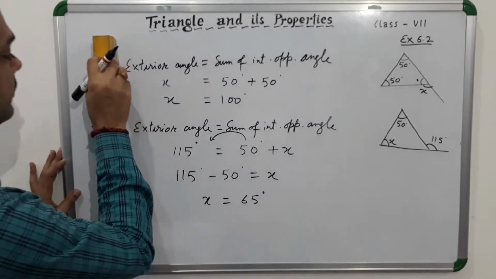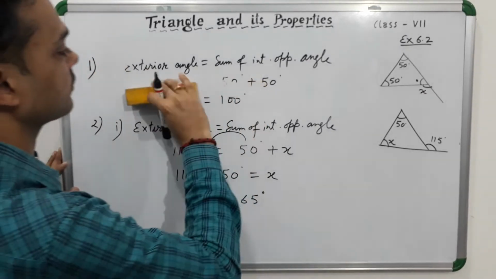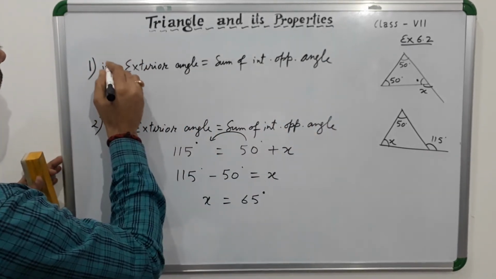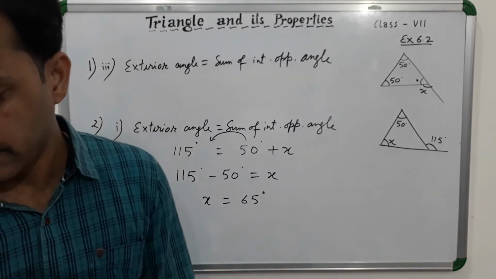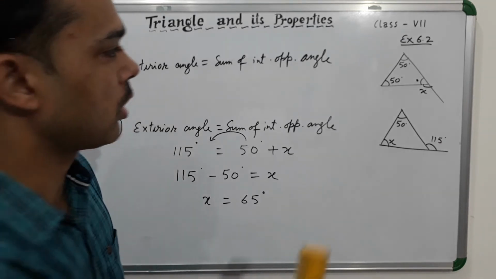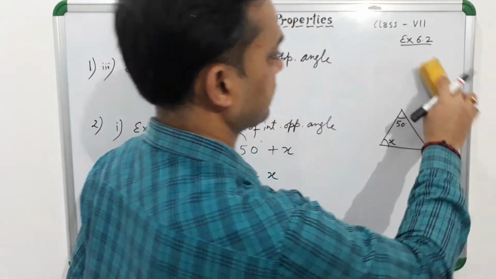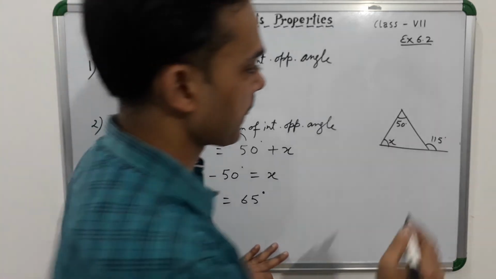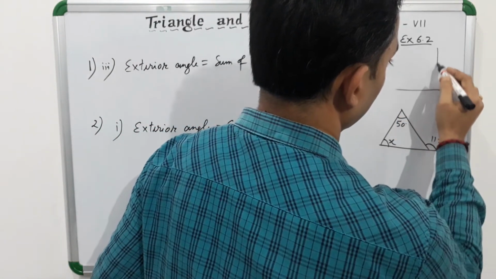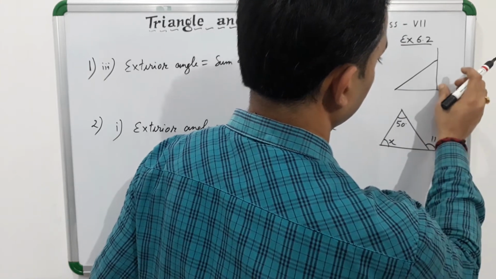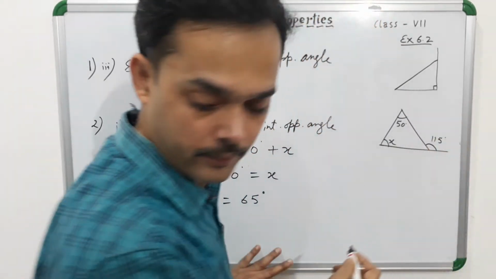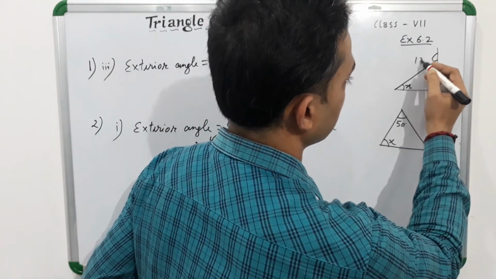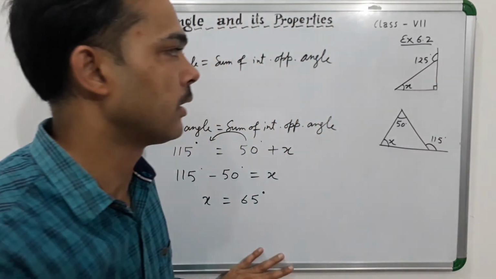Now let's move on to the third part. In the third part, let us first draw the figure. The figure is a right angle triangle. The figure is this. Okay, here it is 90 degrees. This angle is x, and over here this is given as 125 degrees.